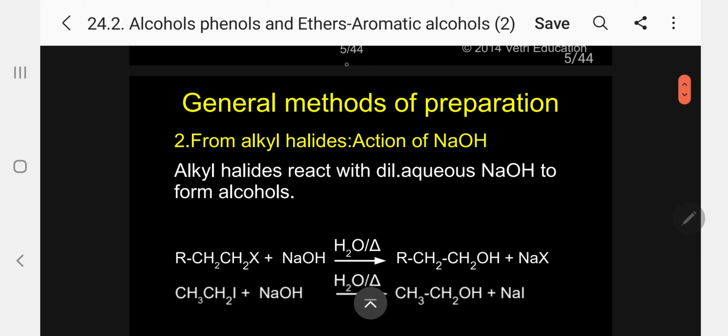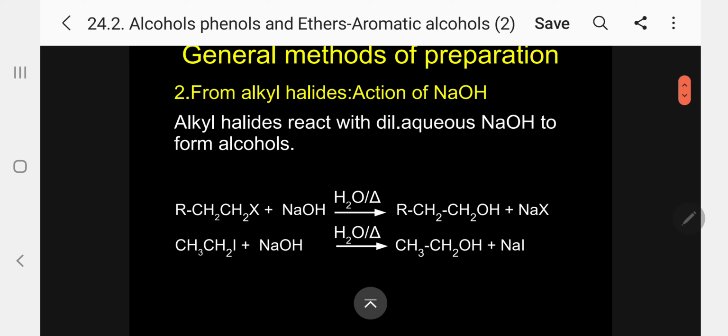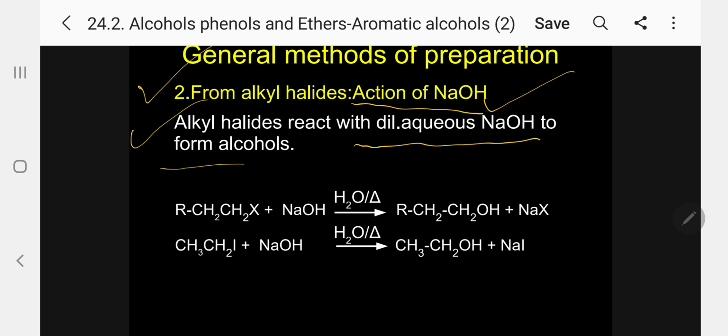Okay, let me go to the second method, from alkyl halides, by the action of sodium hydroxide. Simple, it is a nucleophilic substitution reaction. Alkyl halides react with aqueous dilute sodium hydroxide to form alcohol. The general method: RCH2CH2X plus NaOH, in aqueous medium and on heating, produces the corresponding alcohol and sodium halide.